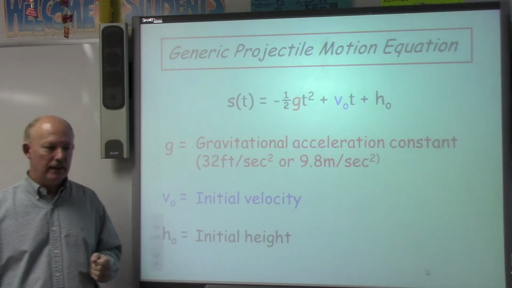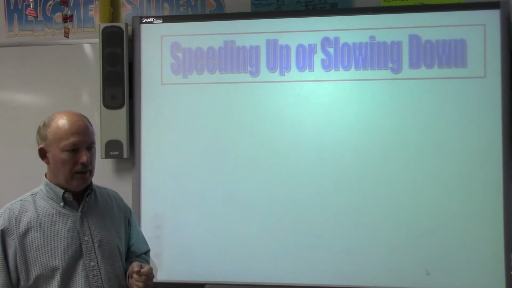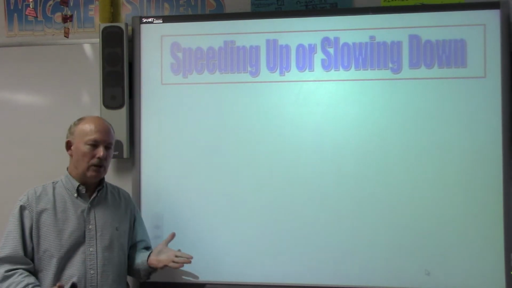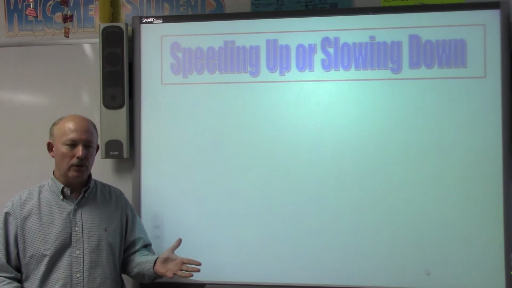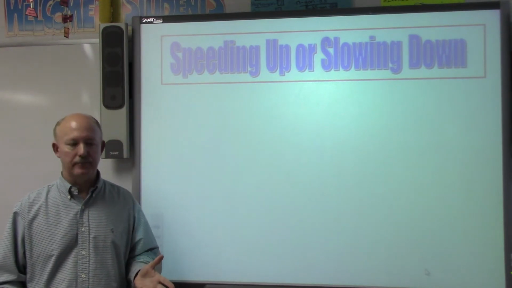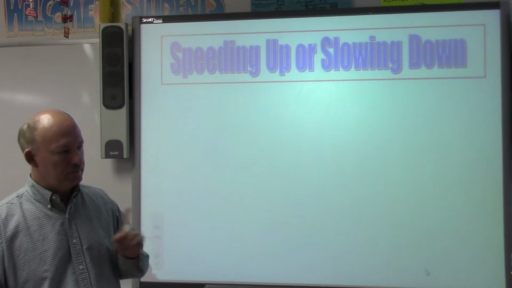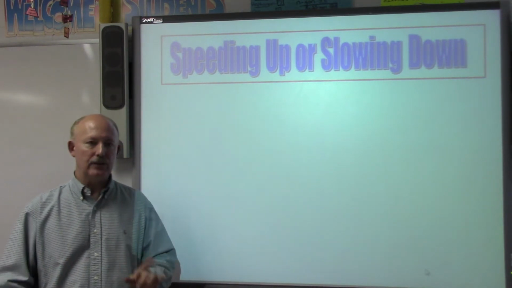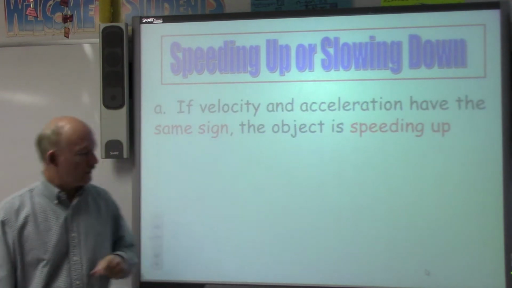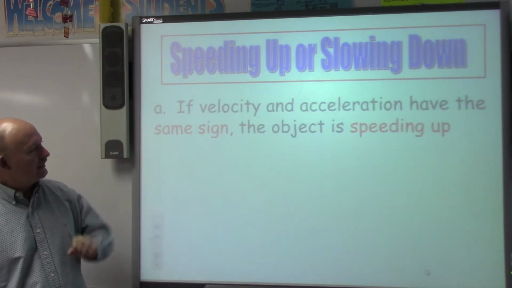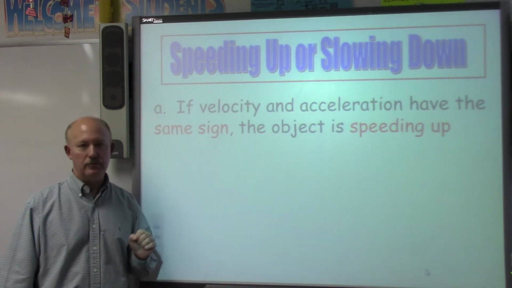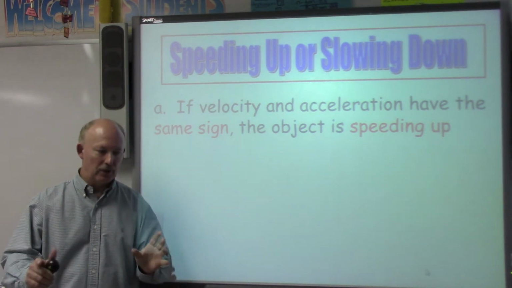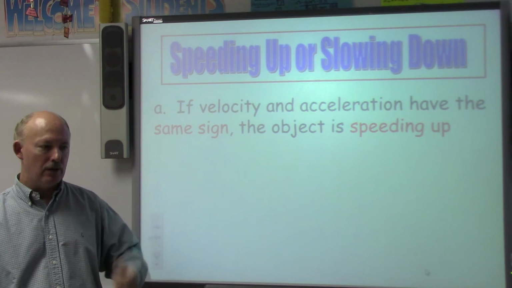One thing that my students need to pay close attention to: we've not looked at how to tell when a particle is speeding up or slowing down. To tell, you have to analyze the velocity and acceleration. First, if the velocity and the acceleration have the same signs, then a particle is speeding up. So you have to look at their velocity and acceleration at a particular time.